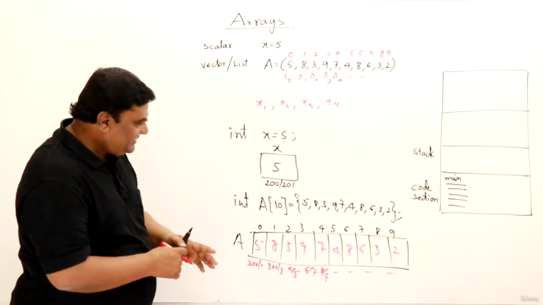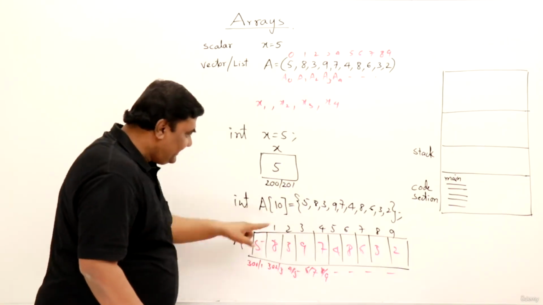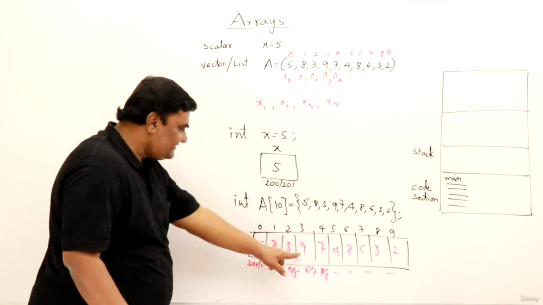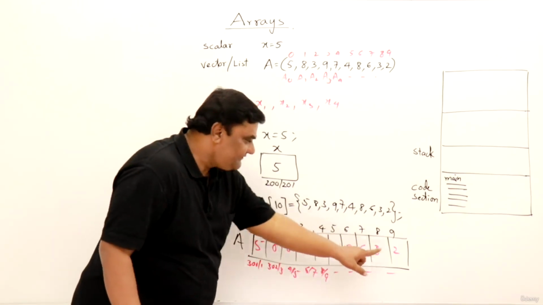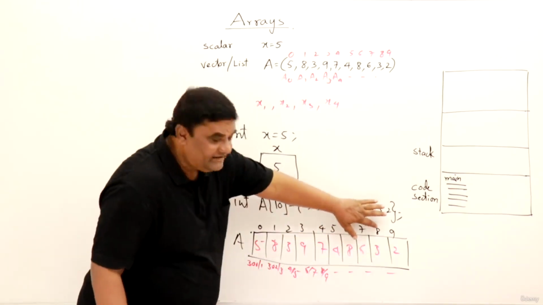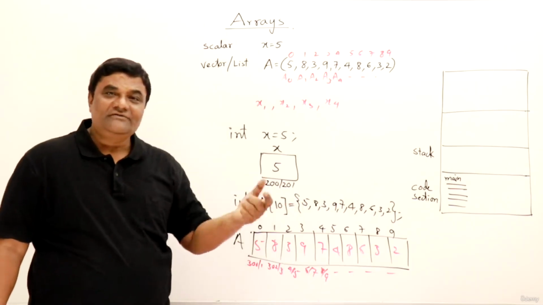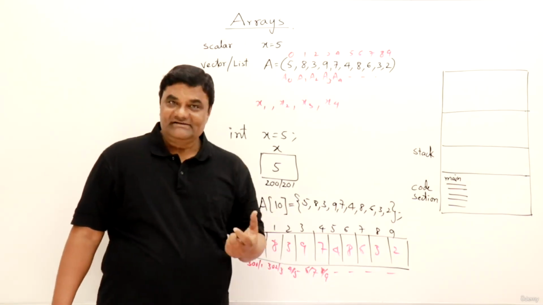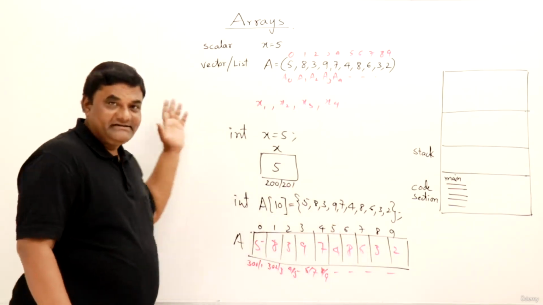Now how to differentiate? What is this value? This is A of 4. Then what is this value? A of 3. What is this value? A of 8, index 8. So we can access each of them by using their index. How to access them? Let us see.